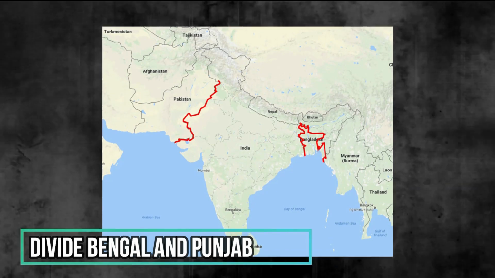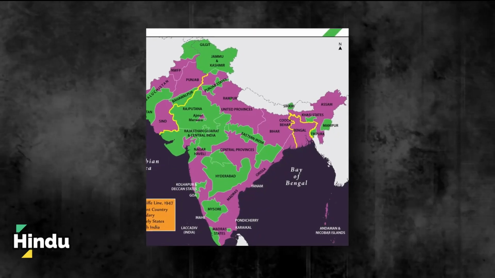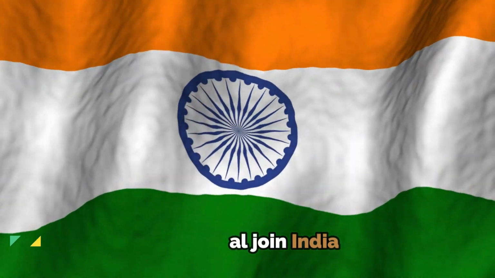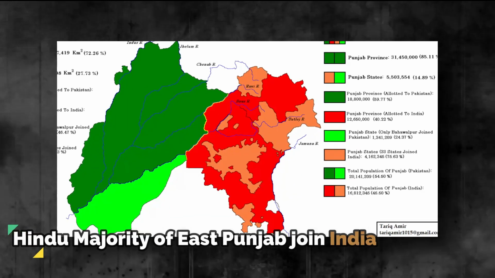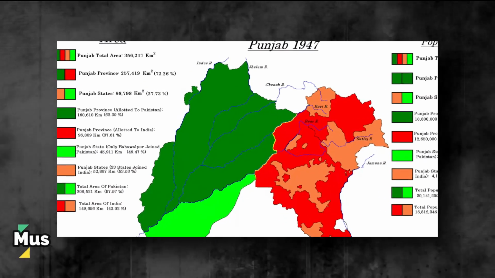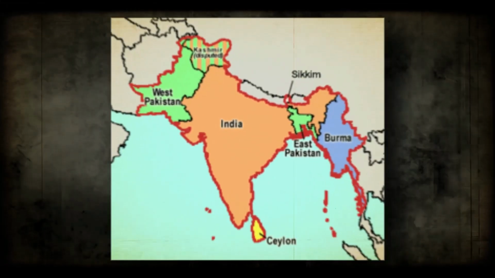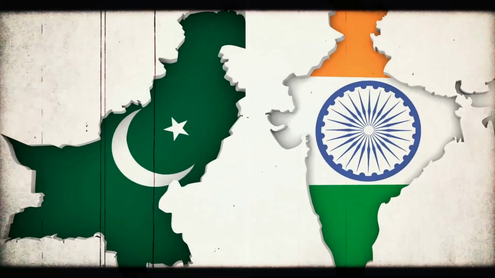Divide Bengal and Punjab. The region of Bengal with a Muslim majority, now known as Bangladesh, joined Pakistan, while the region of Bengal with a Hindu majority joined India. East Punjab, which had a majority Sikh and Hindu population, joined India, whereas West Punjab, which had a majority Muslim population, joined Pakistan. Following this, the so-called borders were established, resulting in the formation of two new nations, India and Pakistan. But out of the blue, both nations were rocked by a significant influx of new residents.